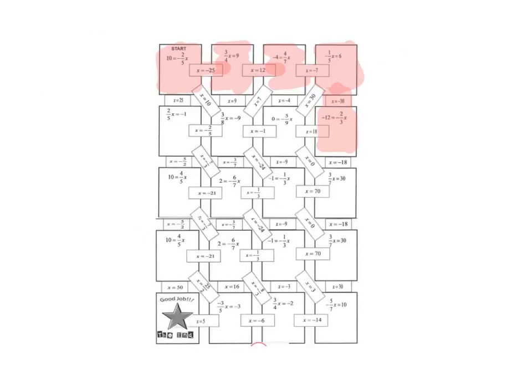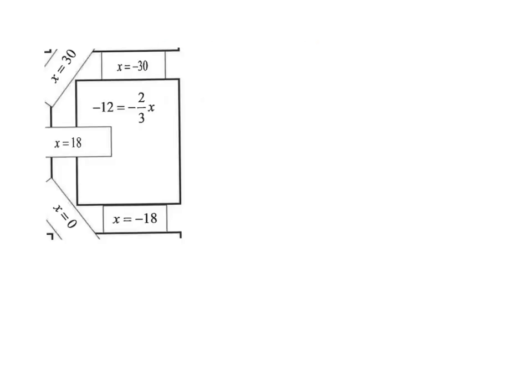And the next one we've got is negative 12 is equal to negative 2/3 x. Alright, let me rewrite this. I've got negative 12 is equal to, I'm going to give myself some space here, and I'm going to bump that negative up. I could have bumped it down, but I'm going to bump it up. I'm going to multiply by the reciprocal of negative 2/3. The reciprocal of negative 2/3 is going to be 3 over negative 2. I'm going to do that on both sides.